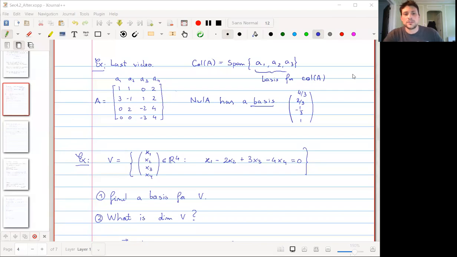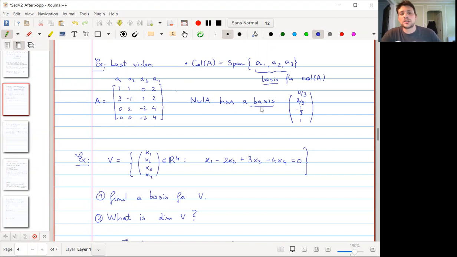Hello everyone. This video is about some examples on the notions of basis and dimension of vector spaces. The first example I want to mention is just a recalling from the last video where we had a matrix A with 4 columns, A1 through A4. We checked that the first 3 columns were in fact sufficient to generate the column space of A. So we checked that the column space of A was the span of A1, A2, and A3, and in fact, that A1, A2, and A3 were a basis for the column space.